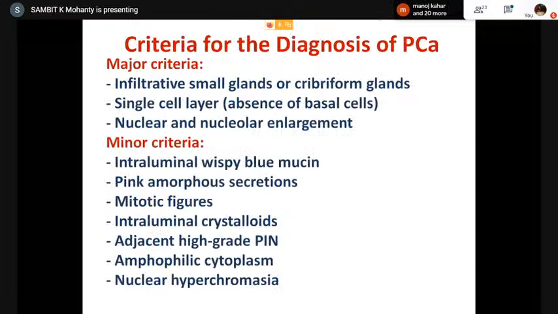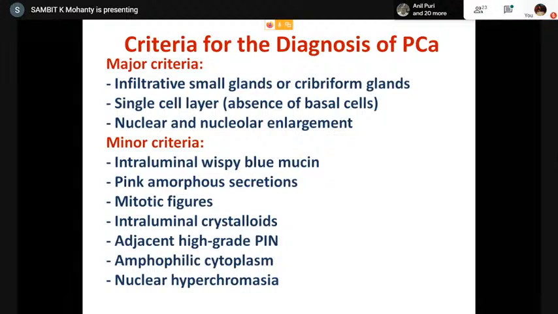So what are the criteria before we even go into the mimics? When Dr. Nadeem said we should talk about the mimics, a mimic is a good thing, a good one. We all get confused. But we need to know the diagnostic criteria of prostatic acinar adenocarcinoma. I'm not talking about the ductal, I'm talking about the acinar adenocarcinomas when I say PCA.